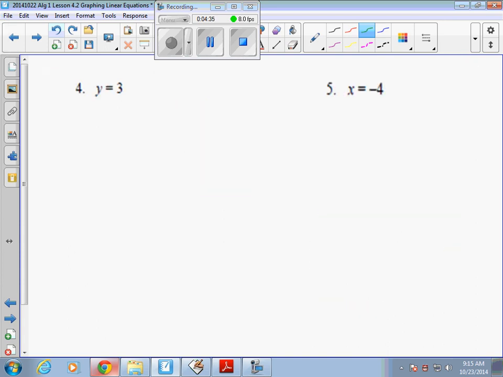Then you had a horizontal and a vertical line. Y is equal to 3. So on a coordinate plane again, your y-axis, don't forget, is the one that's going up and down. Remember, this looks like a capital Y if you do this. That's how you can tell. So where y's value is 1, 2, 3, it's going to cross through there.